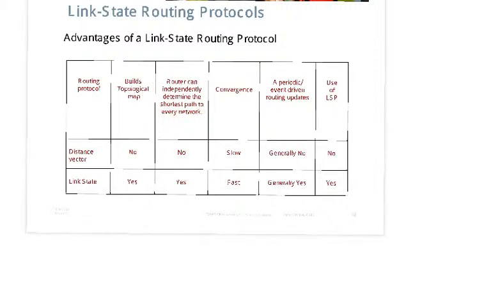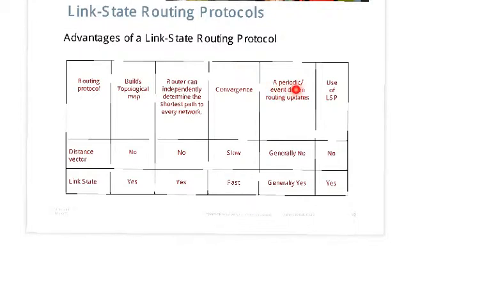A router can independently determine the shortest path to every network in one shot. Of course, this happens for link state, not for distance vector, where each router is dependent on all the neighbors to receive the routing information. Convergence, of course, is very slow for distance vector routing protocols compared to link state. As we said, collecting the link state happens in one shot by flooding, and this happens very fast. Of course, it will consume bandwidth at the beginning, but it will reach convergence very fast.